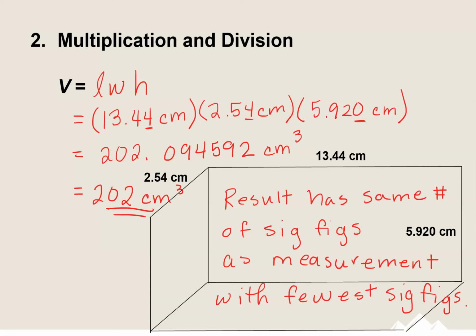My hardest pitch with significant figures is convincing people that they truly are significant. But again, let me remind you the bigger picture. When we get this answer of 202 cubic centimeters, what that's telling me is that I can trust that volume to the nearest 1 cubic centimeter. In other words, the true volume is somewhere between 201 cubic centimeters and 203 cubic centimeters.